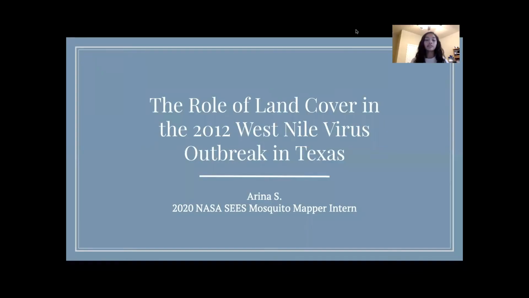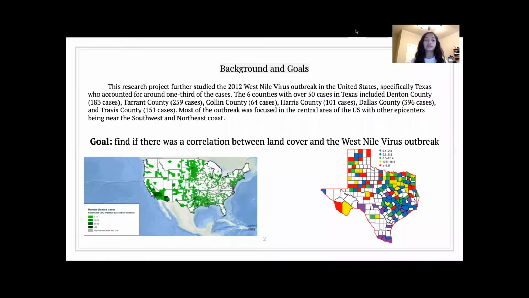Hi, I'm Marina, and this is my final research project. My project studied the 2012 West Nile virus outbreak in the United States, specifically focusing on Texas, which accounted for about 1/3 of the cases. There were 6 counties in Texas that reported over 50 cases. These counties included Dallas County and Travis County, the main focuses of my research.